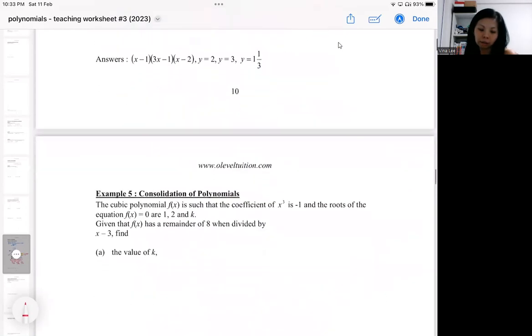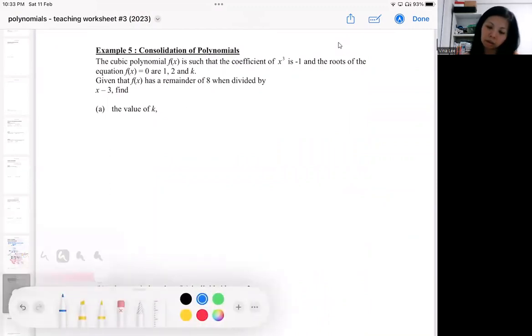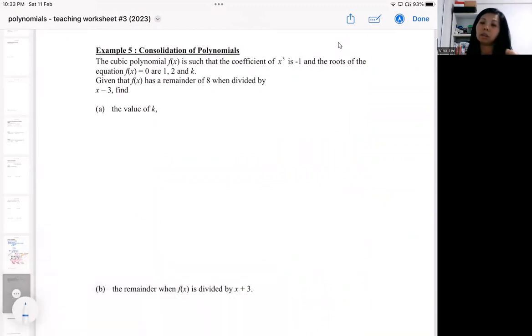Okay, then subsequently, example 5 is another consolidation polynomial question. It is kind of working backwards. Okay, so this one, right, a lot of students couldn't get this question started. Partly they couldn't work backwards, or partly they didn't know that these roots are x. So they didn't know that these 3 values are x.